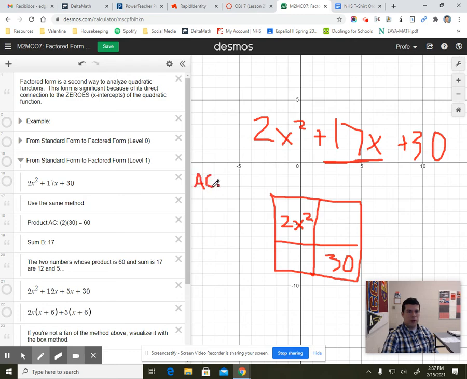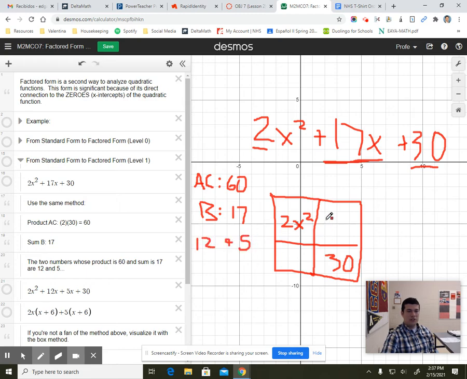AC, let's start with the product AC. Well, my a value is 2, my c value is 30, therefore AC equals 60. My b value is 17. In other words, I'm looking for two numbers whose product is 60 and whose sum is 17. Well, those two numbers are 12 and 5.